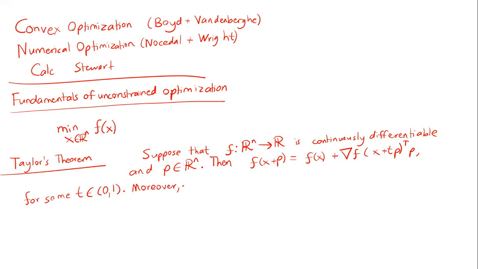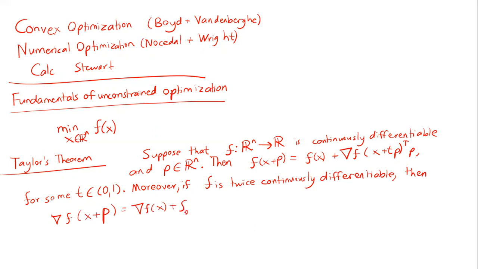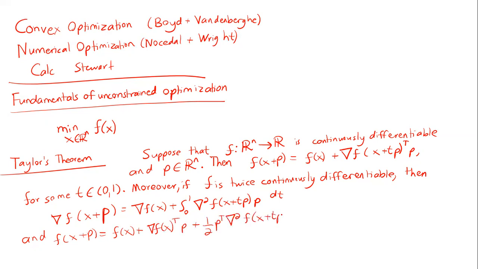Moreover, if f is twice continuously differentiable, then del f of x plus p equals del f of x plus the integral from 0 to 1 of del squared f of x plus tp, p dt, and f of x plus p equals f of x plus del f of x transpose p plus 1/2 p transpose del squared f of x plus tp p for some t in 0 to 1. And so we left off right here last time.